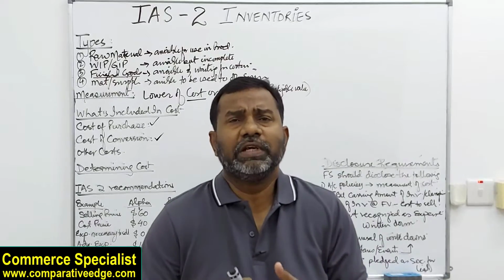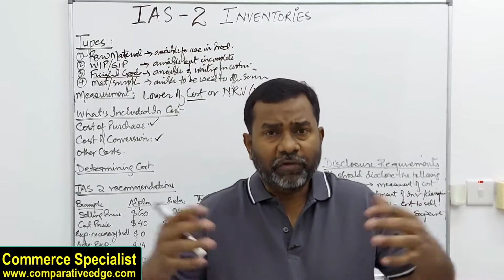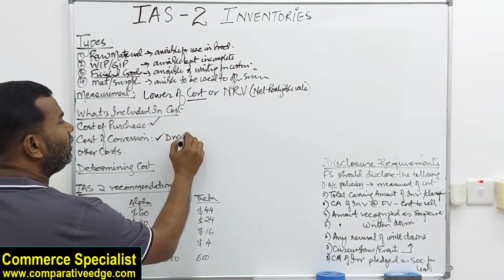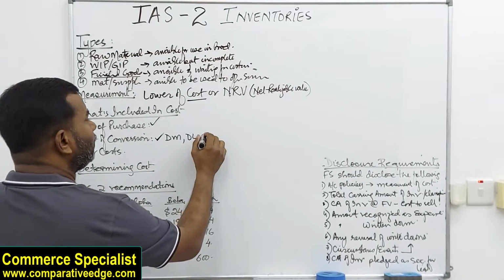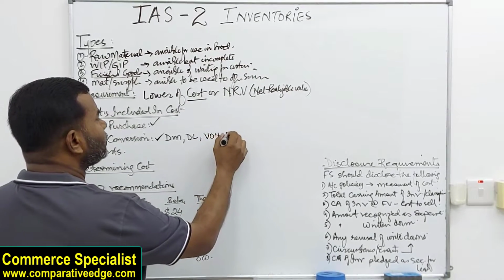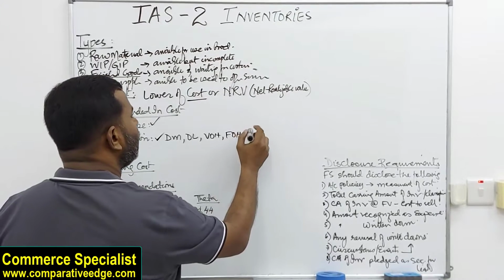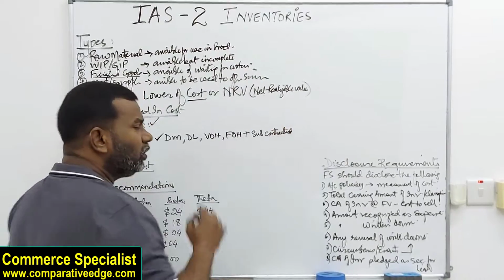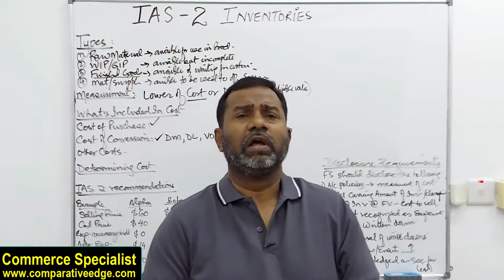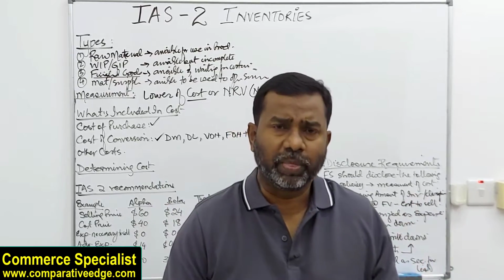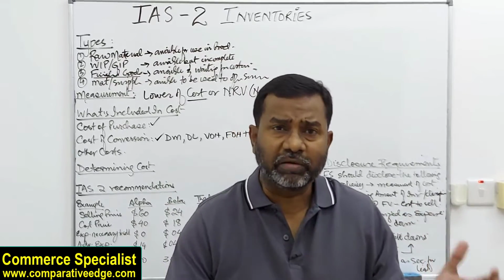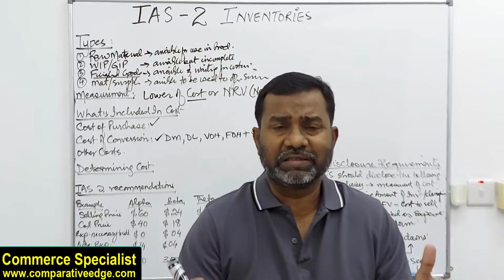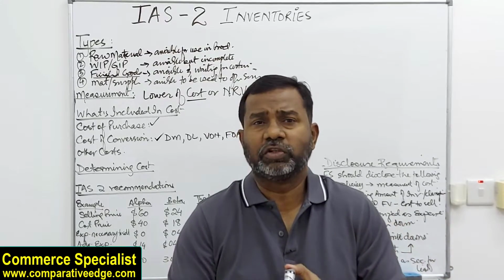When we say cost of conversion, means what if we are the manufacturer? We are manufacturing furniture. Here cost of conversion would include the cost of direct material, direct labor, cost of variable overheads, cost of fixed overheads, and what if we have subcontracted some work? That would also be included. For example, I am manufacturing furniture, let's say wooden tables, but the top of the table is made up of glass, and that glass is manufactured by somebody else.